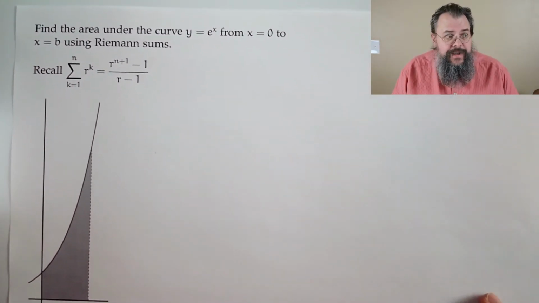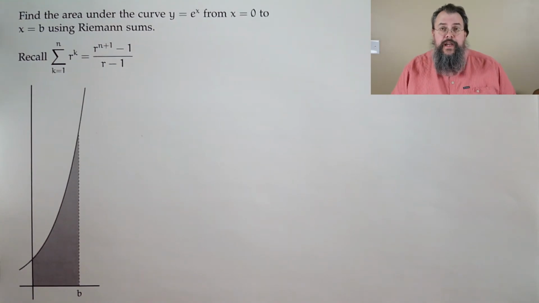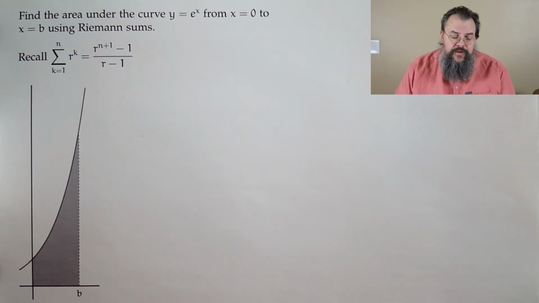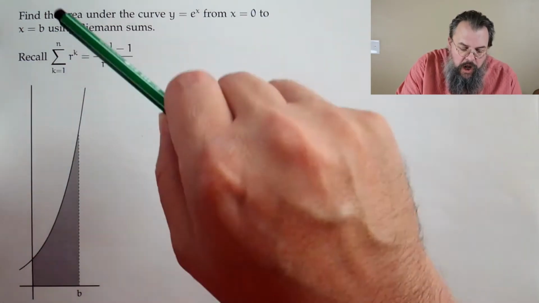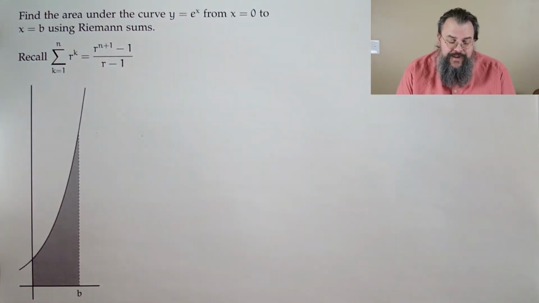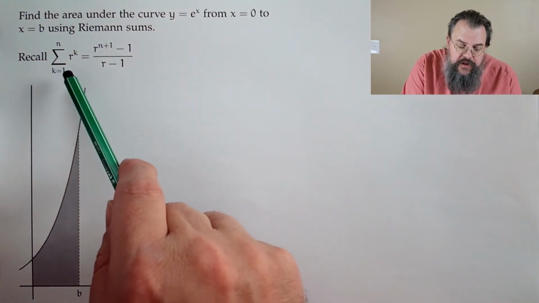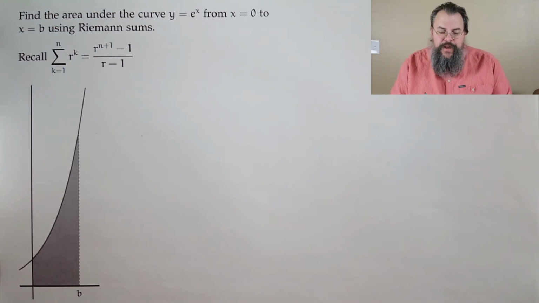So, find the area under the curve y equals e to the x from x equals 0 to x equals b using Riemann sums. So here's this curve, e to the x, the exponential curve. You can see, wow, it's going up really fast. And so we want to find the area. Okay, interesting. Now, as before, it gives us a recall. This is the geometric sum. All right, well, let's get going. And let's see where we end up, right?